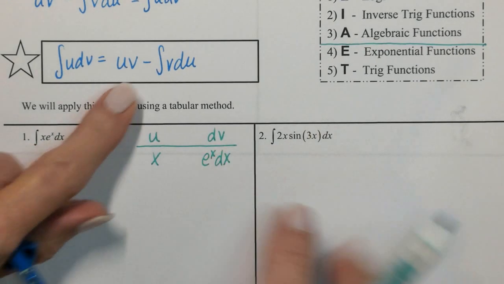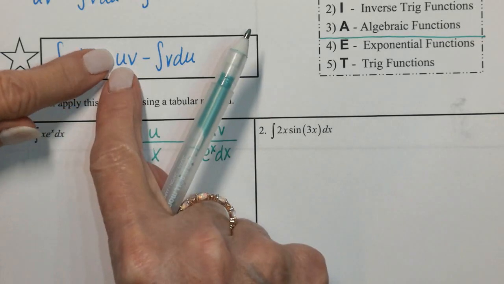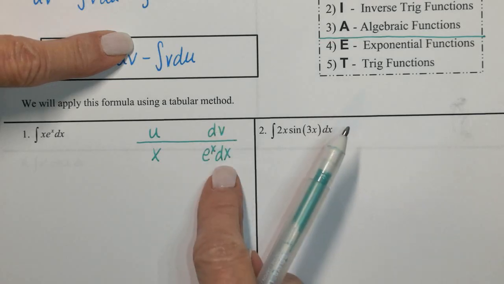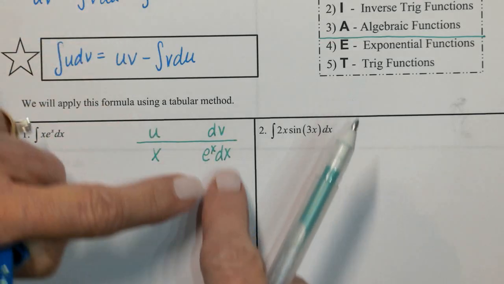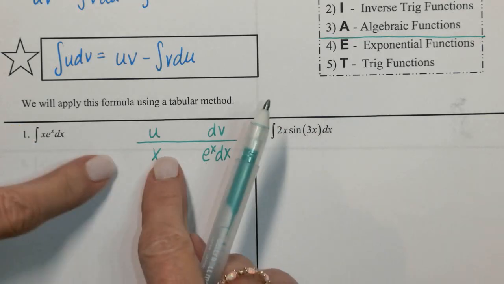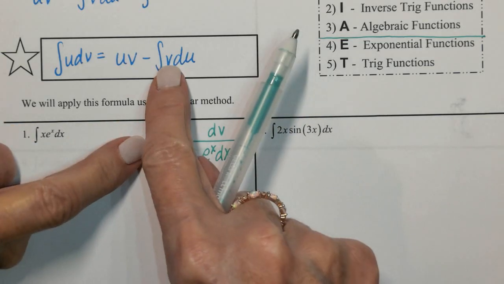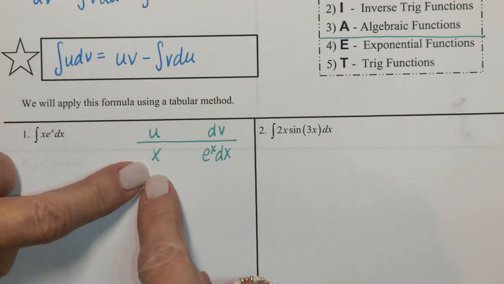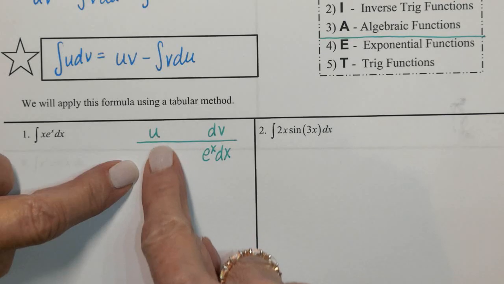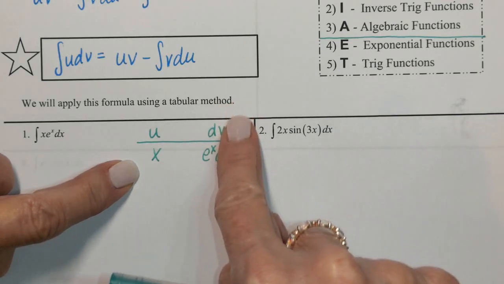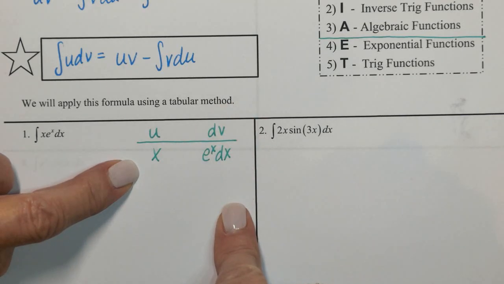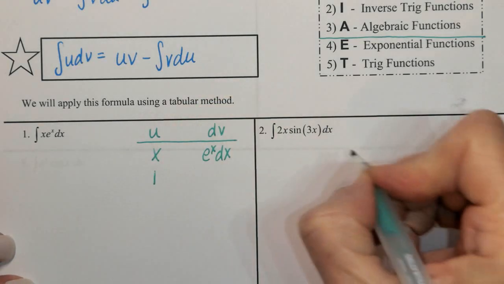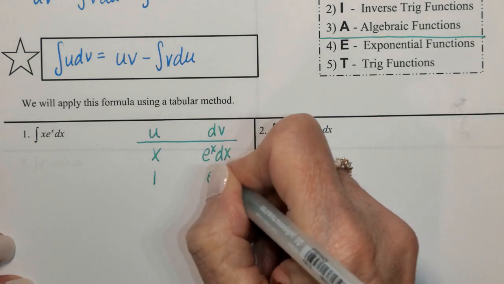Now let's think of our formula here. We want u times v. We don't have v. We have dv, right? So I need to integrate this side, and over here, then I'll have v. I need du. I need to find the derivative of this side. So we take the derivative of u and we take the integral of dv. All right? So I'm going to take the derivative of u and the integral of dv.